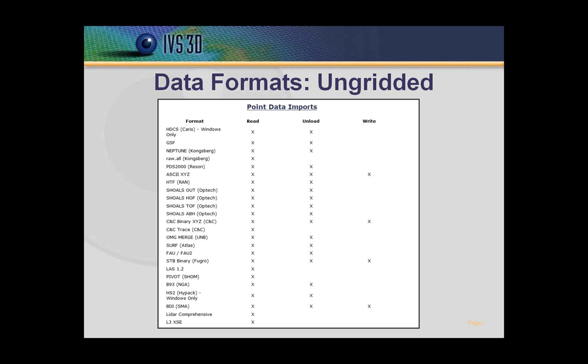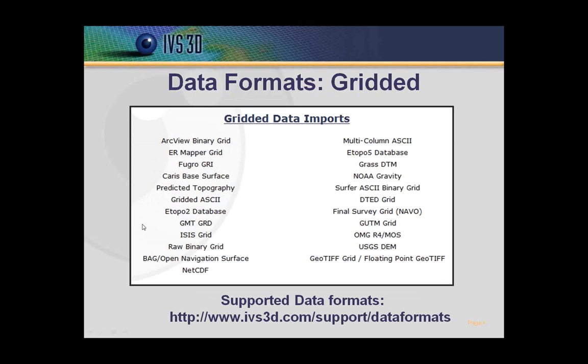As far as importing data to grid, you can bring in all of these files directly into Fledermaus and grid them up. Probably the most common would be ASCII XYZ, GSF perhaps. But quite a few common and multi-beam proprietary formats are listed here. As far as gridded data that you can bring into Fledermaus to visualize, this is a list of our gridded data imports, also from our website. And down here I have the link, the location of where you can find that information.